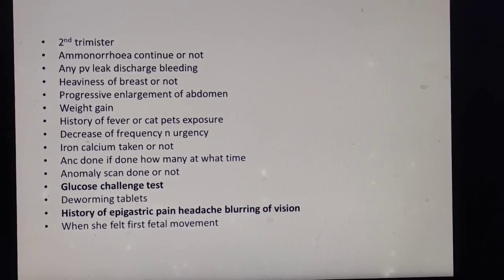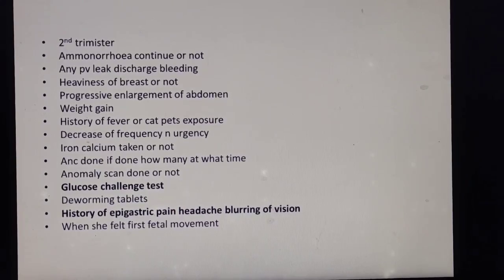Along with this, obviously deworming tablets have to be given, because unfortunately most of the people in developing and underdeveloped countries have anemia. It's very common to see patients with anemia. Around 50% of patients will have anemia.